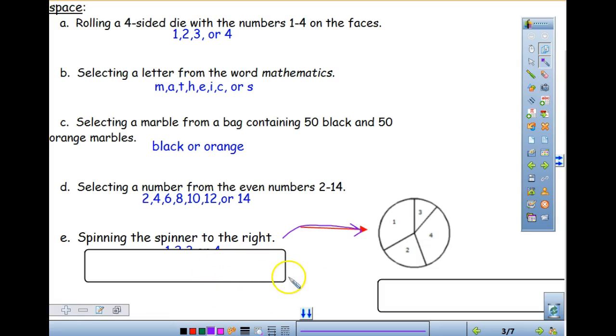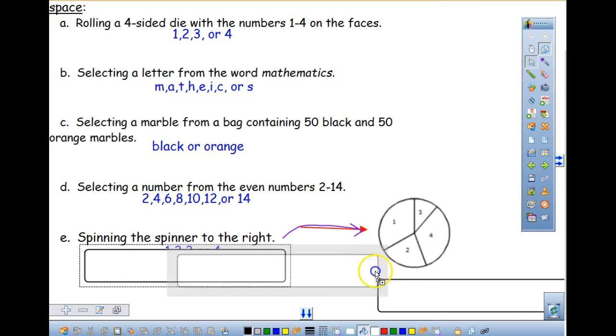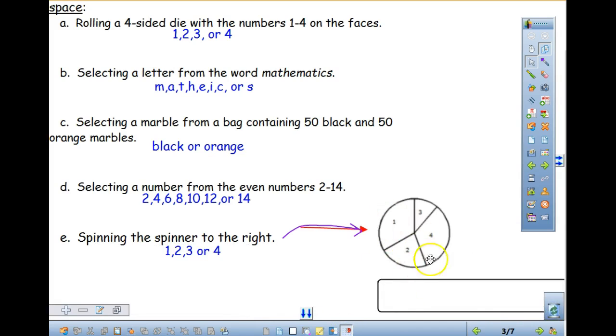what is my sample space as I look at the spinner? My sample space as I look at the spinner would be 1, 2, 3, and 4. Okay. Now, they are not all equally likely, but that is the sample that I am looking at. Those are the letters or the numbers, if we think about those.